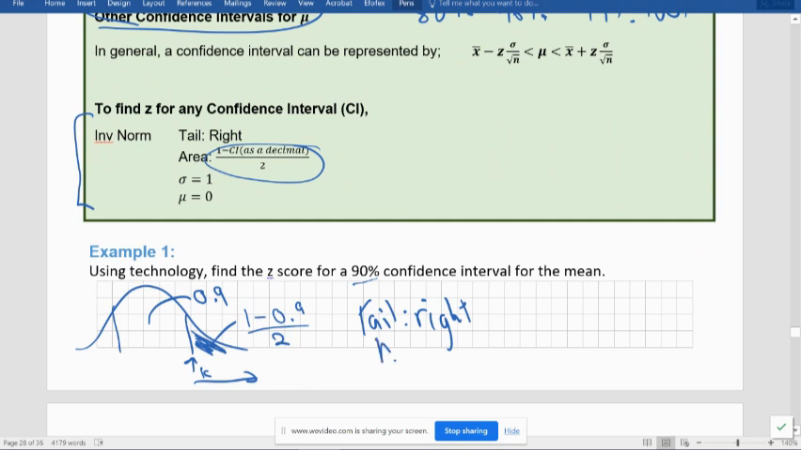The area under the curve is really 1 take the confidence interval as a decimal, just like I've got there, over 2. So in this case, it'd be 0.05. Then you enter the mean and the standard deviation as 1 and 0. You get your Z value here. So the Z value in this case would be 1.64.